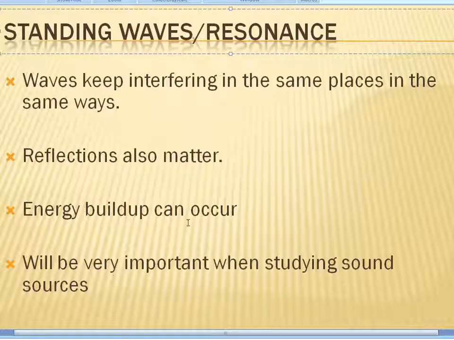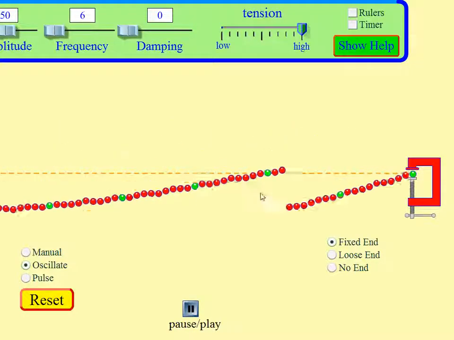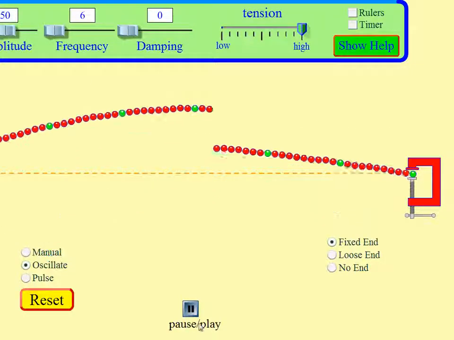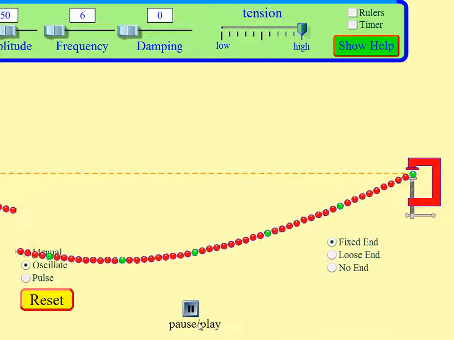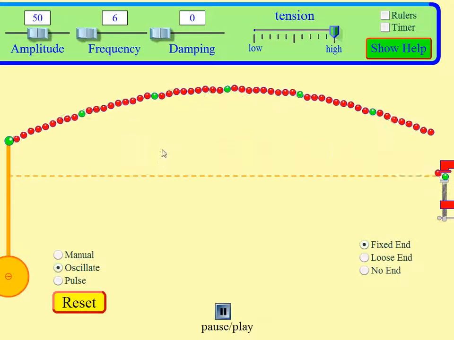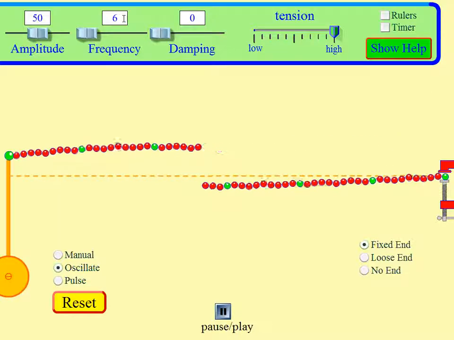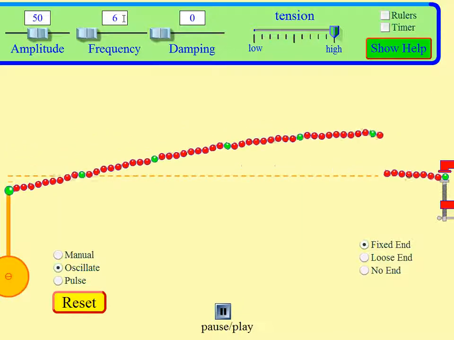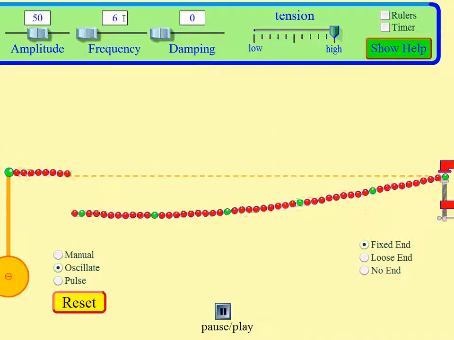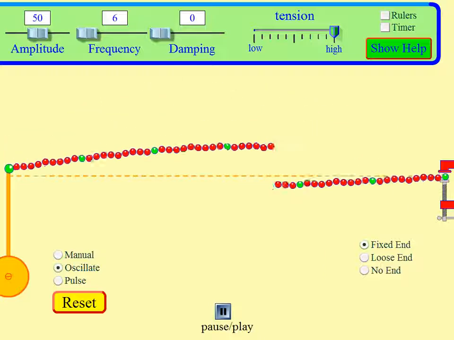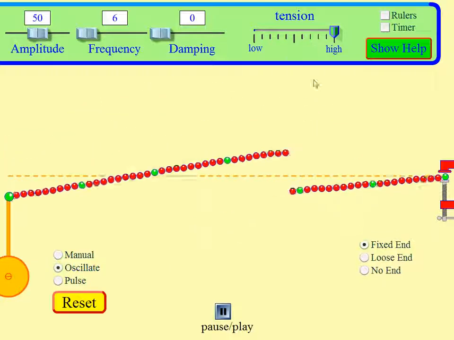So what I'm going to do now is show you an example using the wave simulation from PhET. Okay, so this is that wave simulation. Let me get this recentered. Alright, here it is centered. And I have it at an amplitude of 50 and fluctuating 6 times every second. Obviously it's not real time, 6 seconds. And zero damping, high tension.